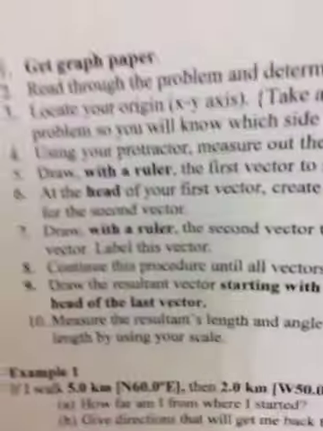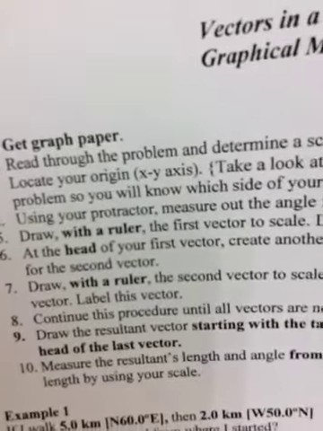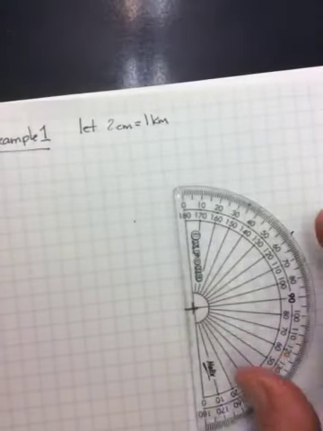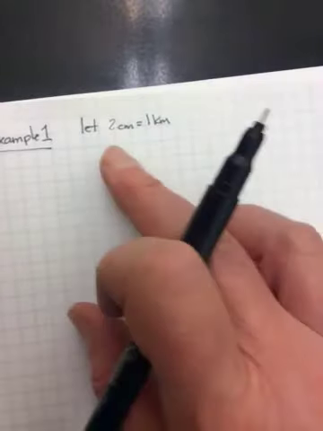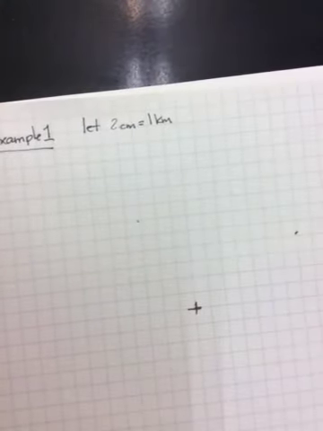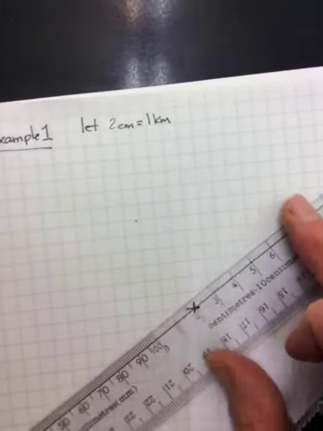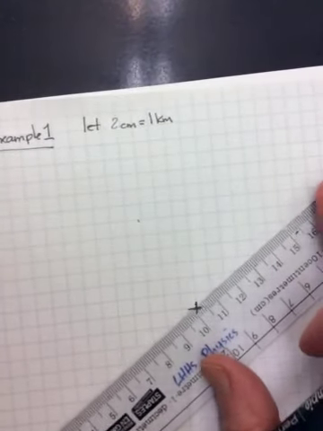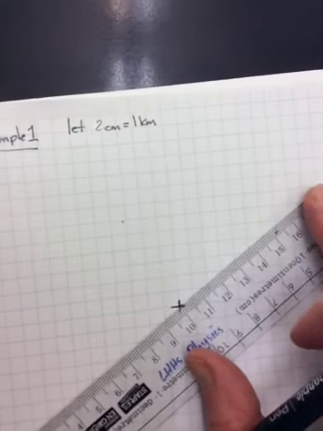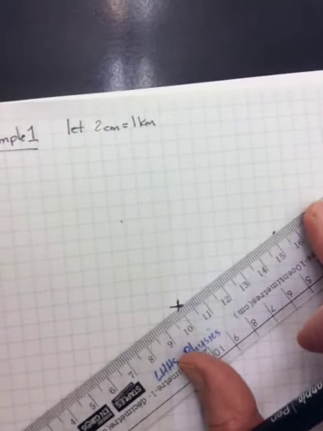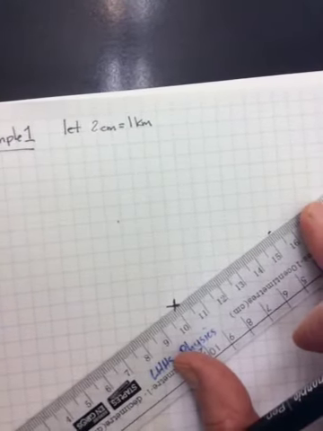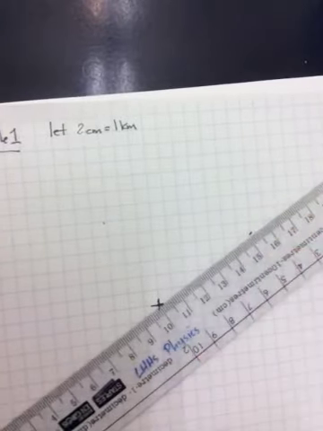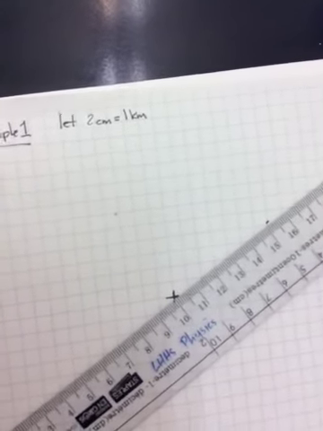And now the next step, step number 5 says, draw with a ruler the first vector to scale. So the first vector is 5 kilometers and my scale is 2 centimeters. So my first vector needs to be 10 centimeters long. Okay, so I'm going to line up. I could line up the 0, but it'll be too hard for me to hold the ruler. So I'm going to line up the 10, and then I'll have to go to the 20. And I might need to shift the iPad to do this.